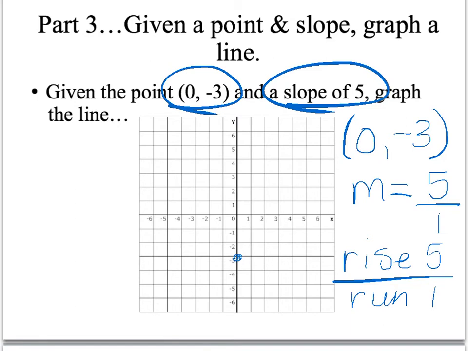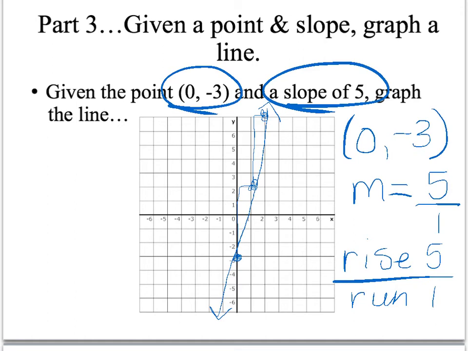And so from this point 0, -3, I'm going to go up 5, 1, 2, 3, 4, 5, and over 1 to put my new point. And I'm going to do that one more time. 1, 2, 3, 4, 5, and over 1. And so now I have 3 points for my line. And I'm going to use my imaginary straight edge to draw that line.